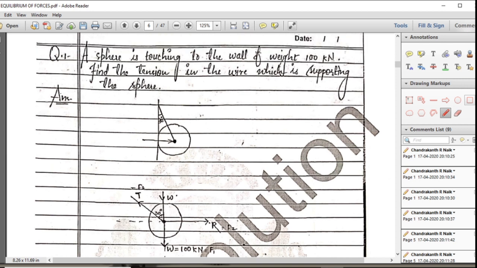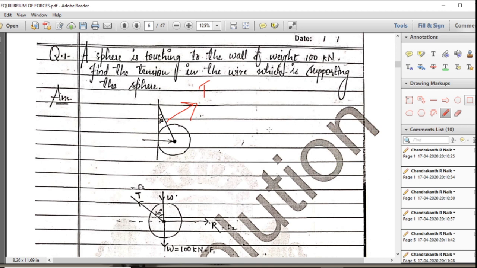As I discussed earlier, a sphere is touching the wall, and its weight is 100 kilonewton. Find the tension in the wire. So here we have to find the tension in the wire which is hung to the wall. We can see here is one contact surface.